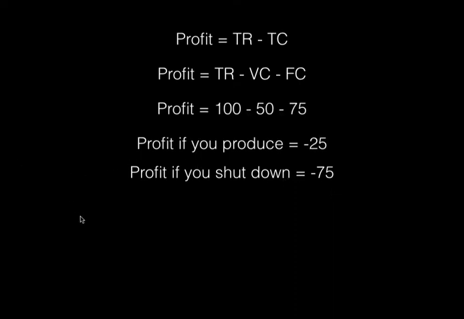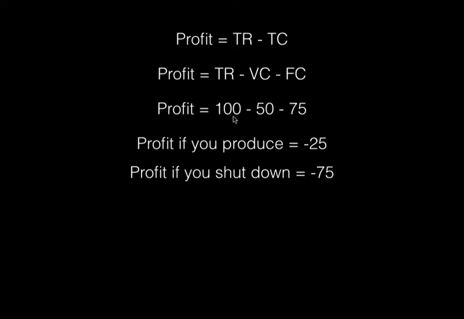But if we change the numbers, suppose that revenue is 100 at the current price, variable cost is 50, and again fixed cost is 75. Now if we produce, we're going to lose 25. If we shut down, the variable cost goes away and we're just going to lose our fixed costs. We're going to lose 75. So in this case, it does make sense to produce, because in the short run, we can't do anything about that 75.